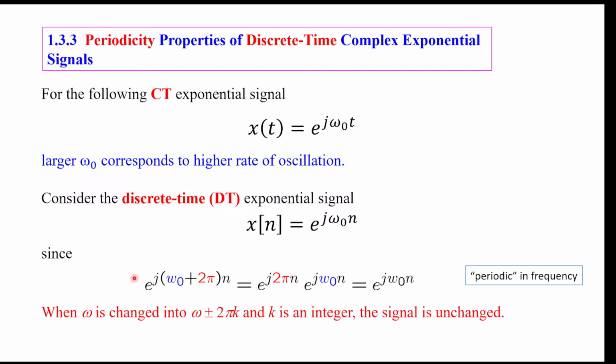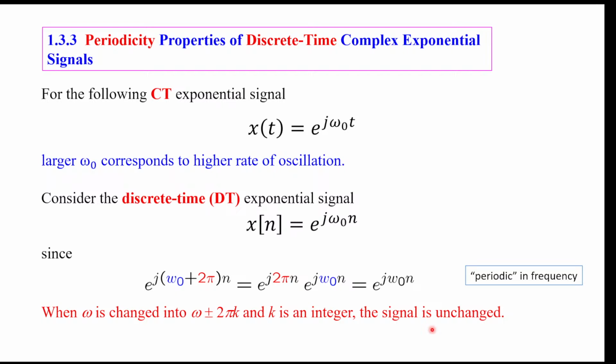But for now, let's see how mathematically this works out. So we change omega to omega naught plus 2 pi, and so this e to the j omega n becomes e to the j (omega naught plus 2 pi) n. And just as usual, exponent manipulation: this becomes e to the j 2 pi n times e to the j omega naught n.